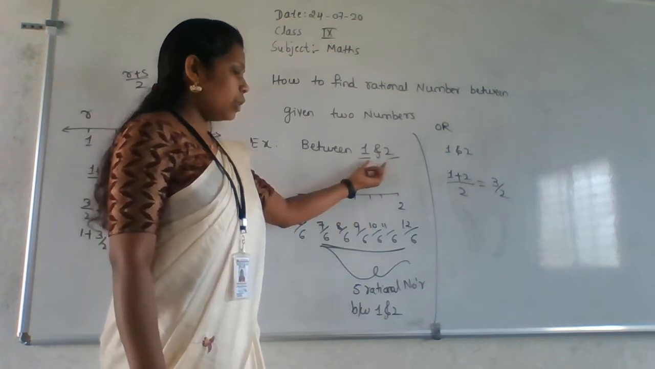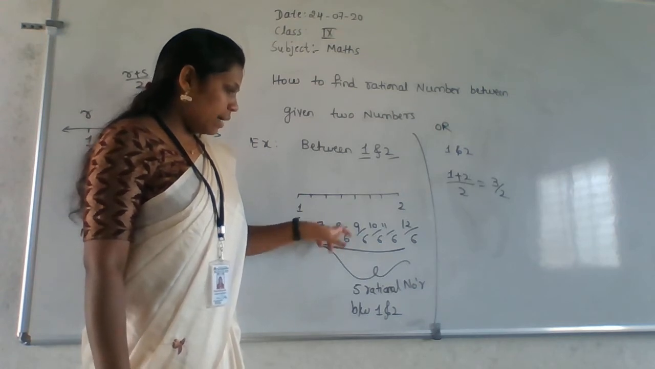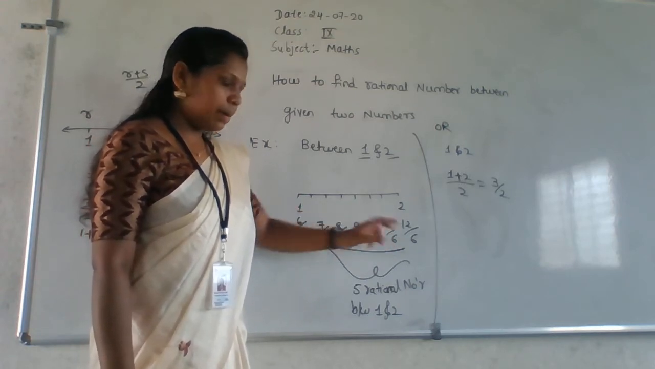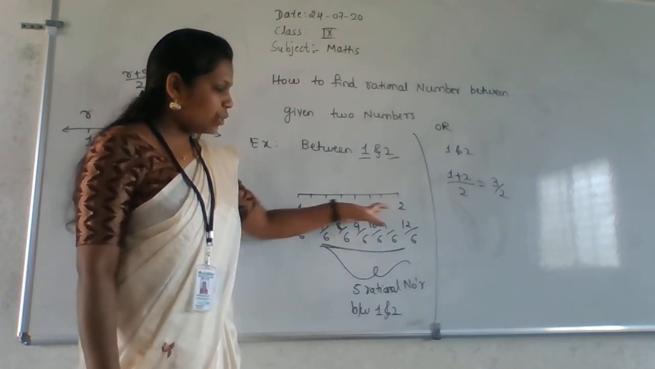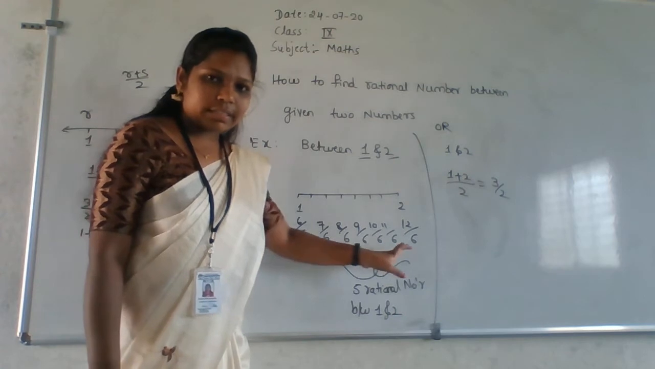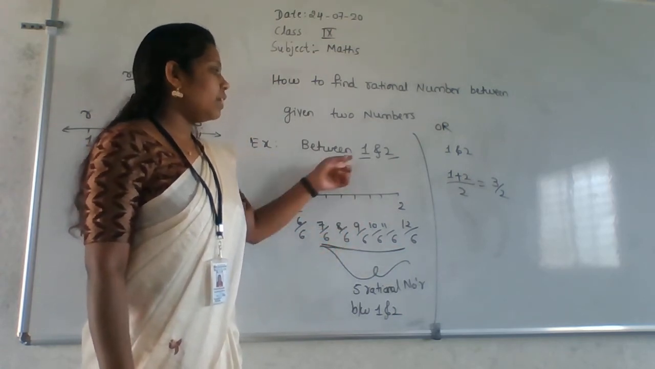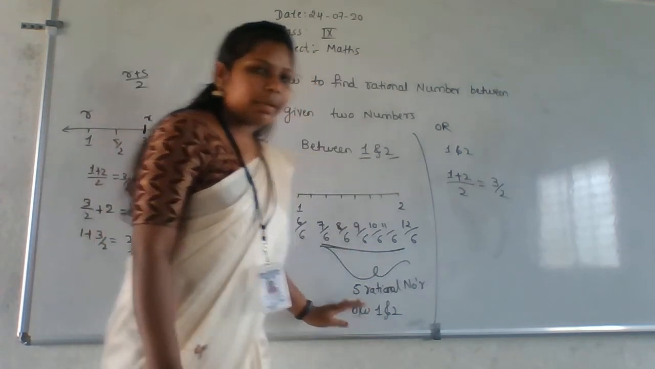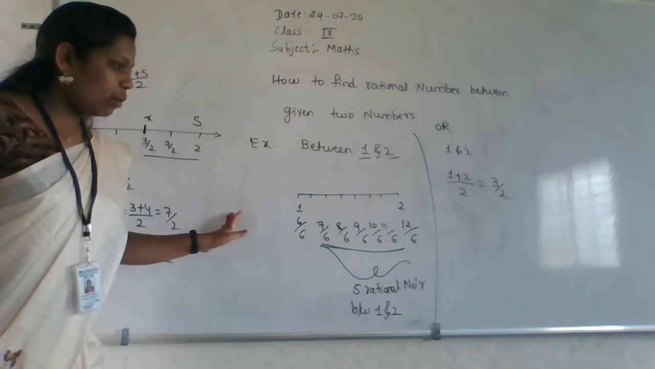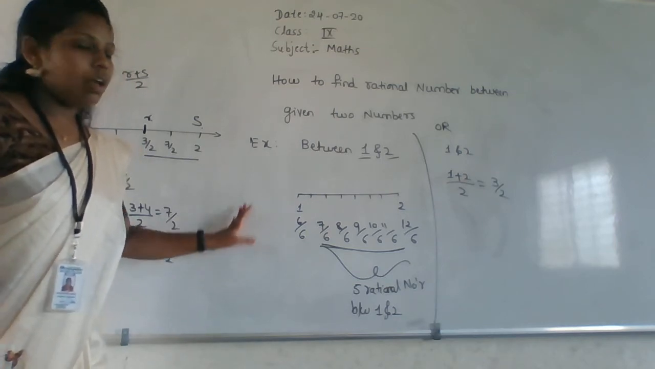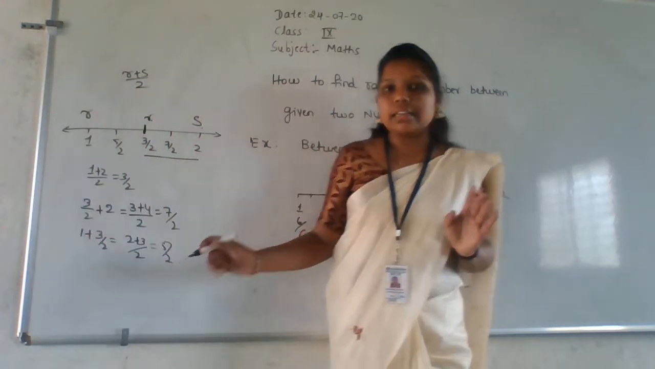Then you will get, between these two numbers, so many rational numbers. That is 7 by 6, 8 by 6, 9 by 6, 10 by 6, 11 by 6, like this. Don't change the value of the denominator. Only change the value of the numerator. The denominator is always the same here. So these are the rational numbers between 1 and 2. This is one method and this is another method. Whichever method you are going to do, it's your wish. Both are correct. Whichever you feel is easy, go for that.